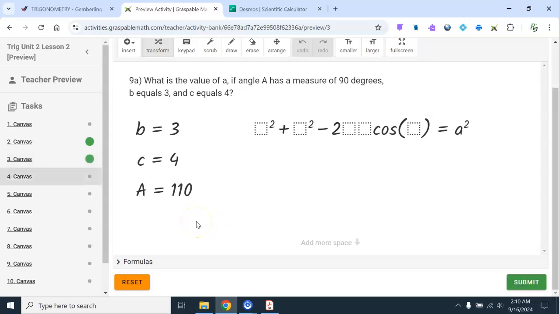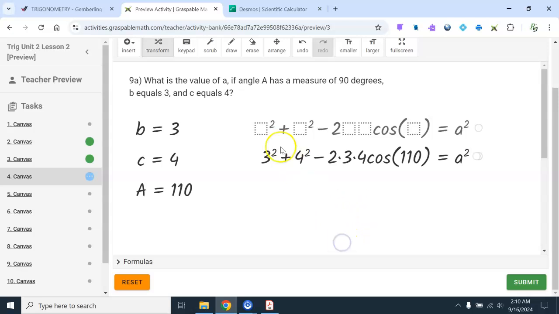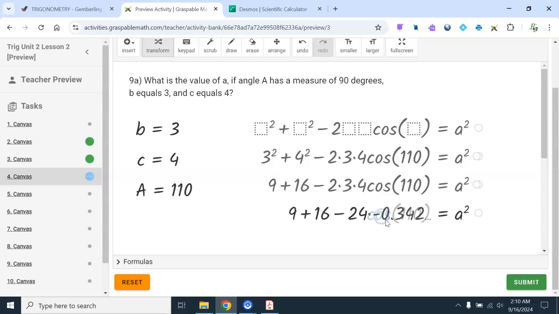If you have not done this, turn the video off and complete this. SAS is very similar: 3 squared plus 4 squared minus 2 times 3 times 4 times the cosine of 110 degrees. Since we are increasing the angle here, we should get an answer for a squared that's more than 25, or an answer for a that's more than 5. So again, 3 squared is 9, 4 squared is 16, and then going through the multiplication here.